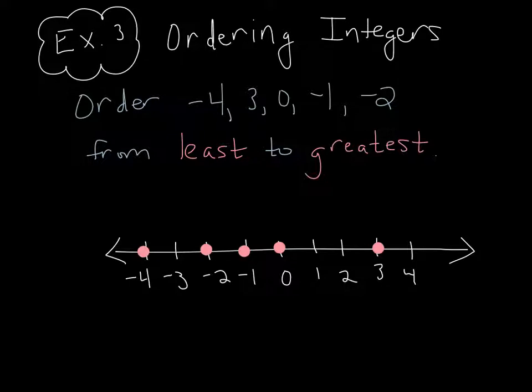And then once we do that, ordering them is easy because left is least, so we go from least to greatest, meaning anything on the left is the smallest, and then we just work our way up to the right. So our final answer for this one would be -4, -2, -1, 0, and 3, because -4 would be the smallest, and then +3 would be the greatest in this list.